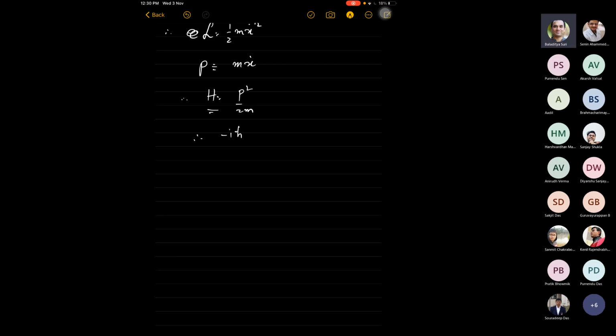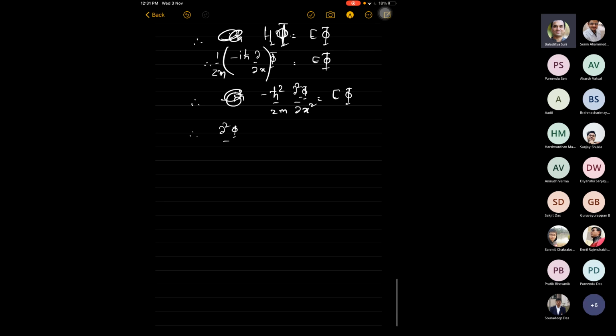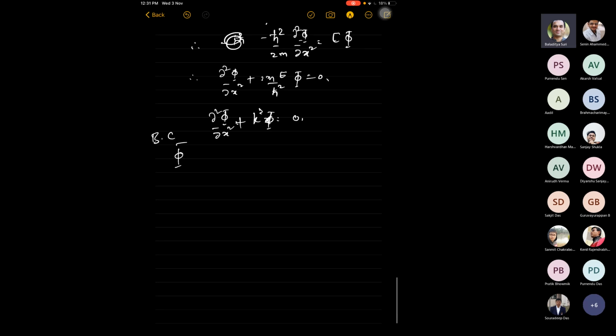So now from this, we go to the Schrodinger's equation, which is H phi equal to E phi. This is what we want to solve. Therefore, minus i h cross del by del x phi, this whole square divided by 2m equal to E phi. Therefore, minus h cross squared by 2m del squared phi by del x squared equal to E phi. All right. Therefore, del squared phi by del x squared plus 2mE by h cross squared phi equal to 0. This is of the form del squared phi by del x squared plus k squared phi equal to 0, and we impose the boundary conditions, phi of 0 equal to 0, phi of L equal to 0.